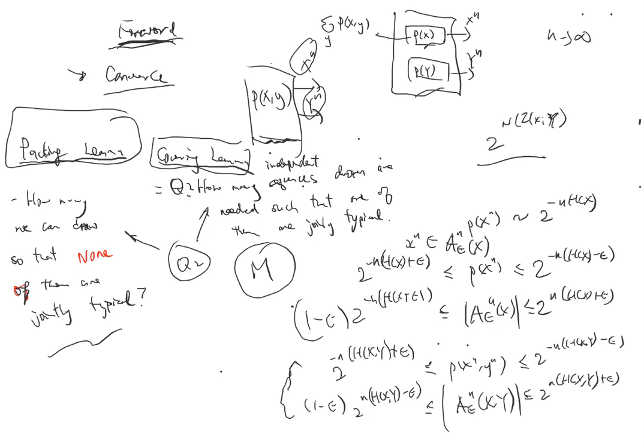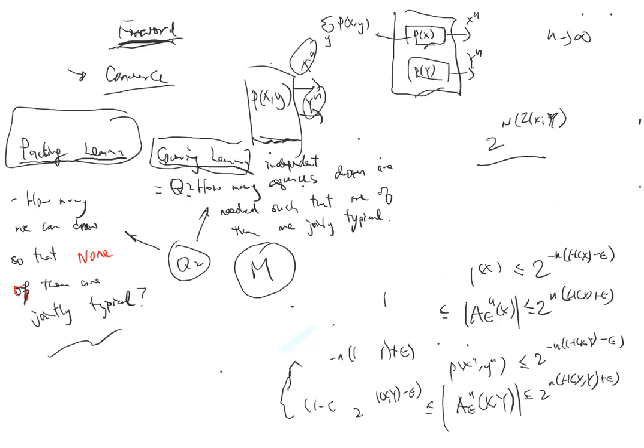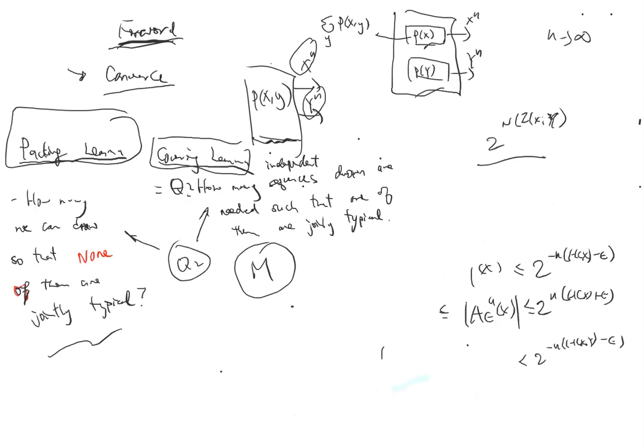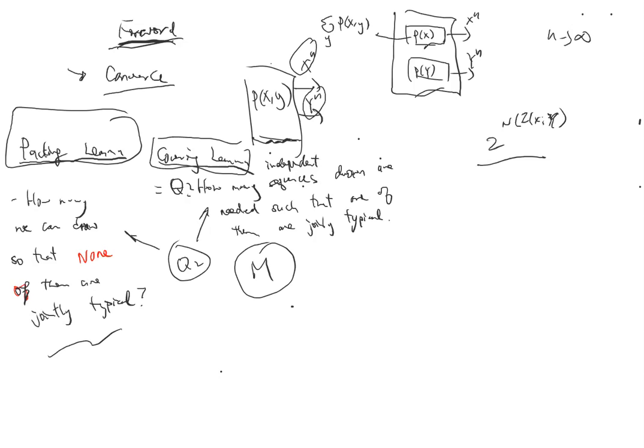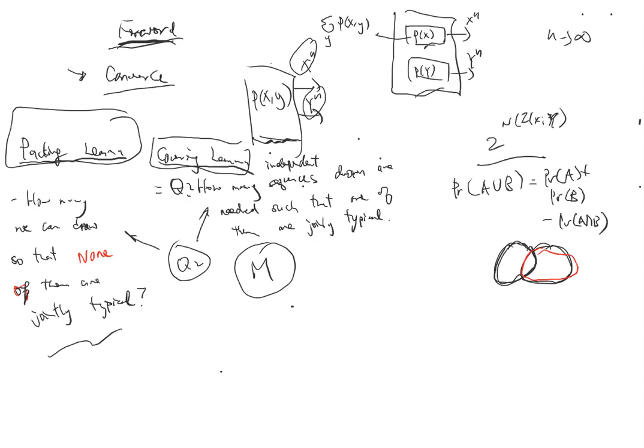So let me give a quick proof for that. Oh, by the way, maybe I'll write down the union bound. I don't think I've mentioned the union bound officially, but it's very common. If you have two events, A or B, then the probability of A or B will be equal to the probability of A plus the probability of B minus the probability of A and B.